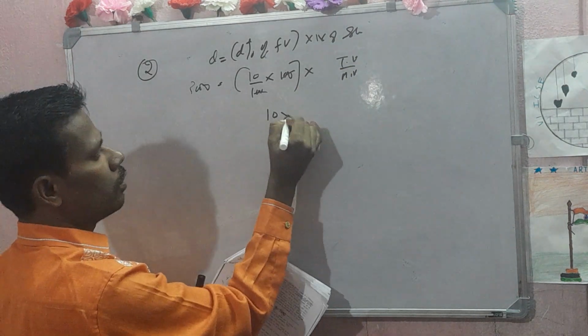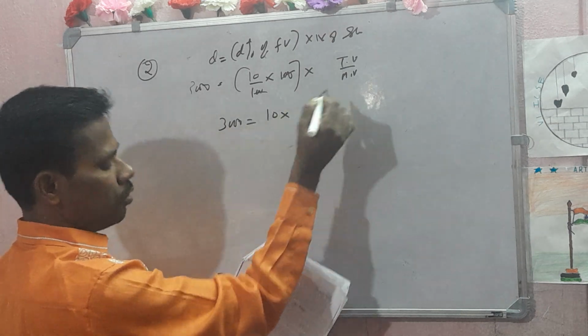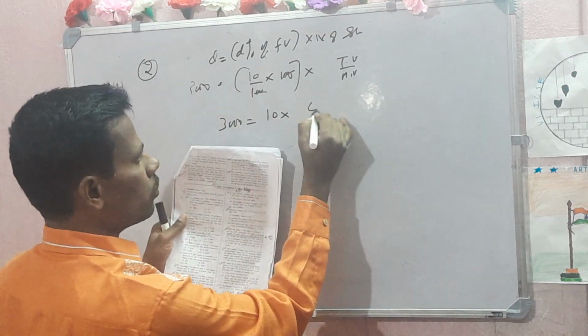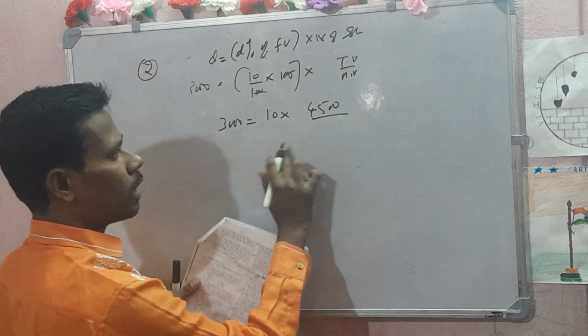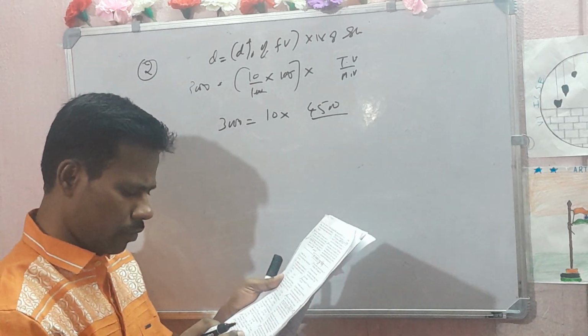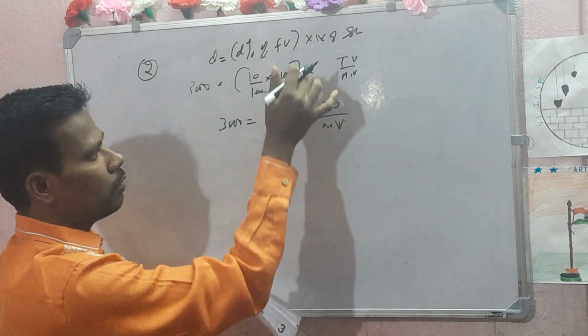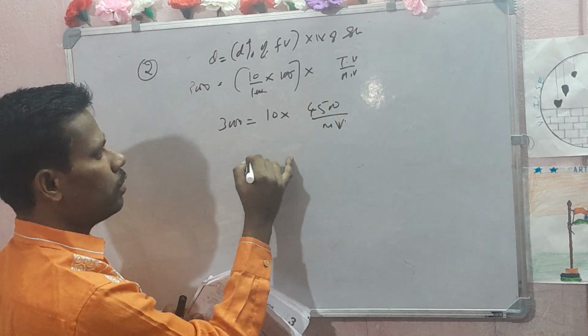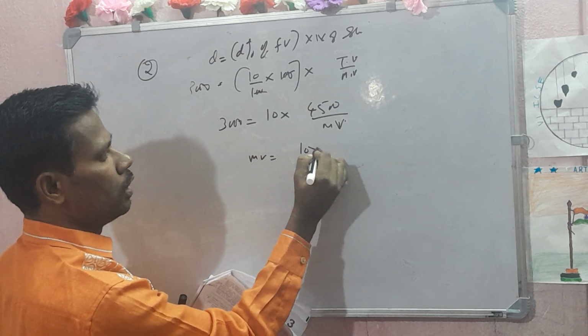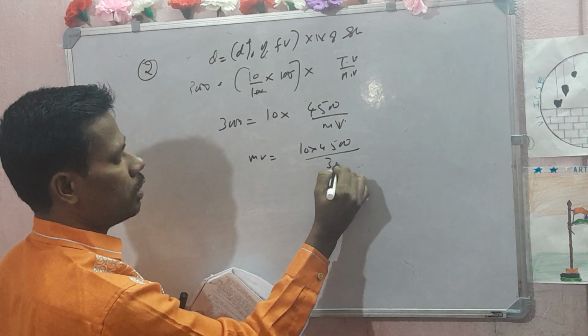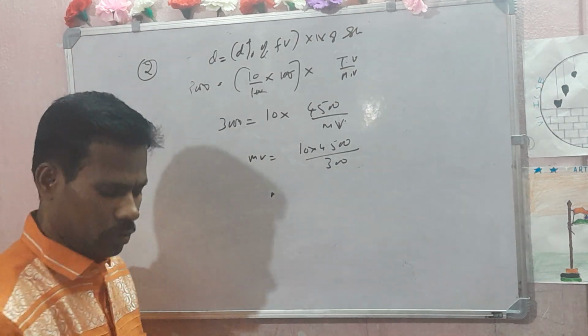So 3,000 is equal to total investment, already given as 45,000, by market value. Market value is what we have to find now. This is just a simple formula you need to remember, and market value is nothing but 10 into 4,500 by 3,000. You simplify this, and there ends the solution.